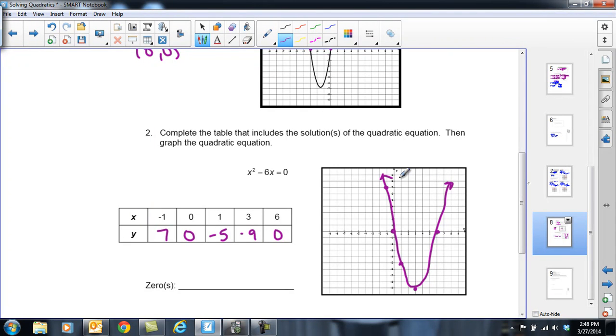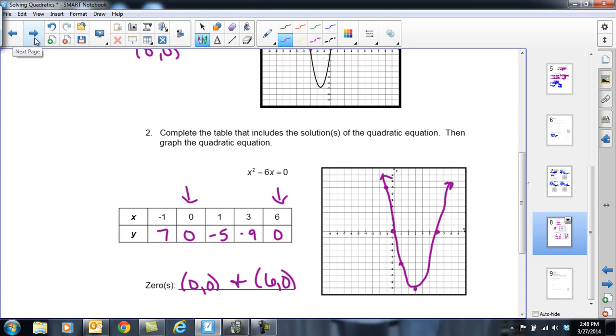And now I can tell my zeros, and there's two ways to find them. You can look at the picture and see where it crossed the x-axis, or you can look for where y equals 0. That's why they're called zeros. We're looking for where y equals 0, and so my two zeros are at 0, 0, the origin, and at 6, 0 is the other one.